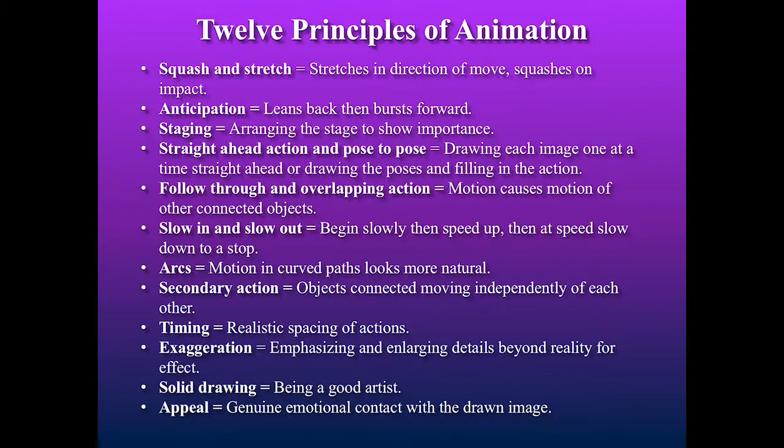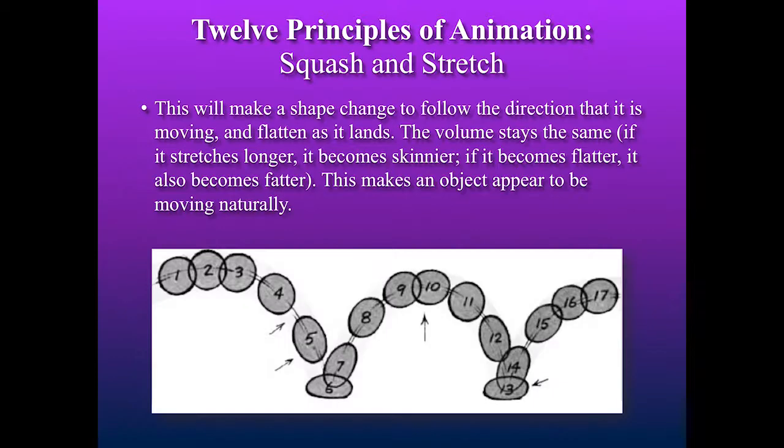Slow in and slow out will begin slowly, then speed up, then at speed slow down to a stop. Arcs, motion in curved paths, looks more natural. Secondary action, objects connected moving independently of each other. Timing, realistic spacing of actions. Exaggeration, emphasizing and enlarging details beyond reality for an effect. Solid drawing, being a good artist. And appeal, genuine emotional contact with the drawn image. So, that's the summary.